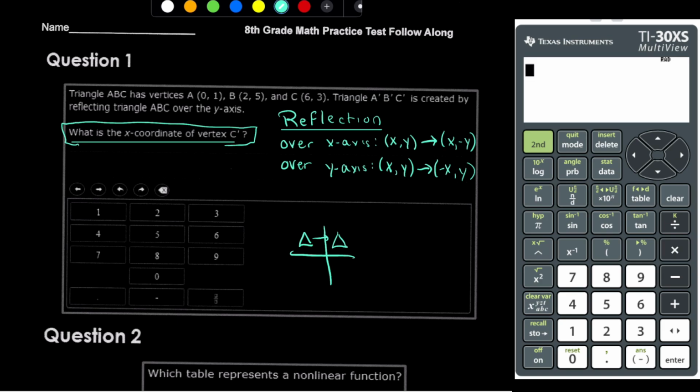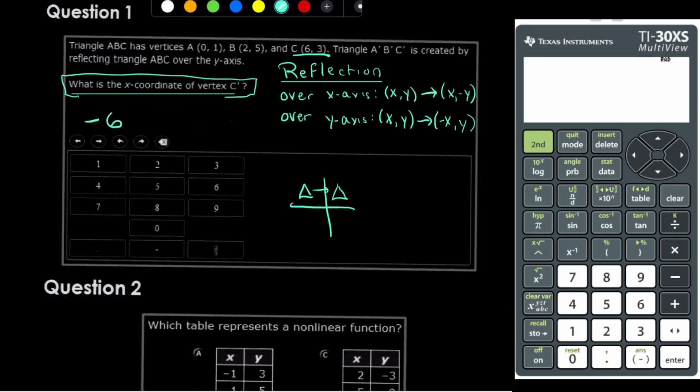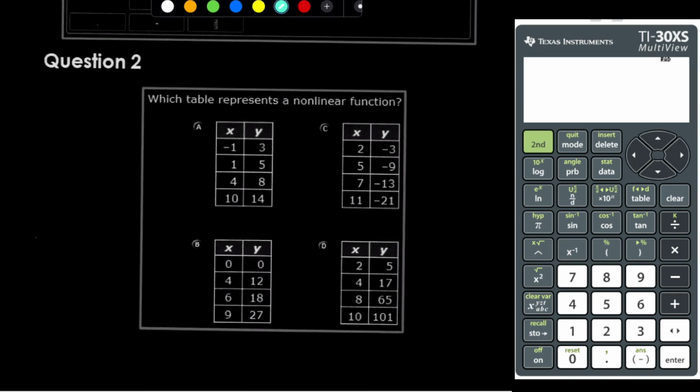Okay, so my point is (6, 3) for C. So I'm going to negate the 6. I'm going to just make it negative. I'm going to change the sign. So your answer is negative 6. That's question 1. Let's move right on. Question 2.